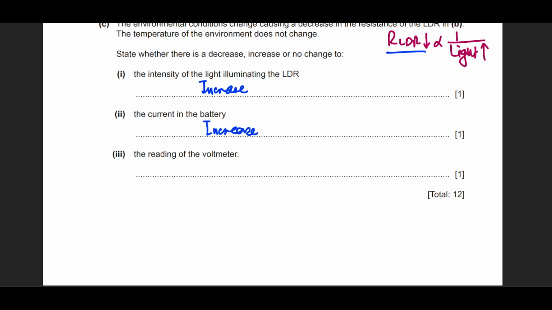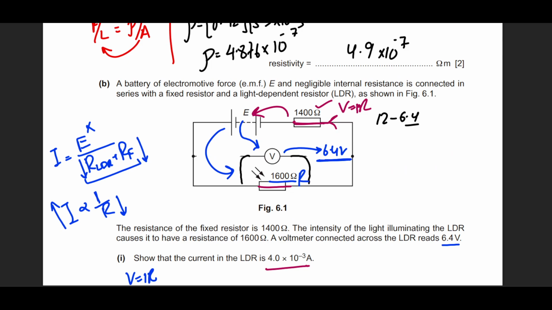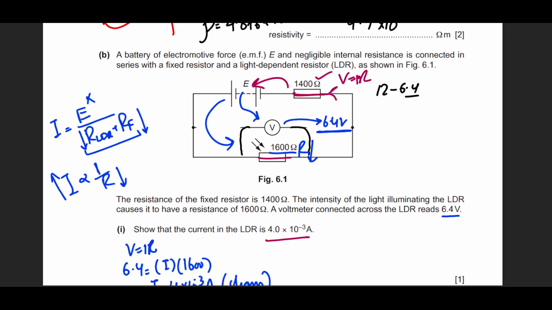The reading of the voltmeter. This is a bit tricky, but don't worry about it. You see, if the resistance of this LDR decreases, according to the voltage divider rule, it will go something like this: 1600 divided by 1600 plus 1400, multiplied by the EMF of the battery, which is 12. Now, if you replace this with a smaller value, this is the voltage of the LDR, the potential divider rule. If you decrease the value of the LDR's resistance, the voltage of the LDR also reduces.